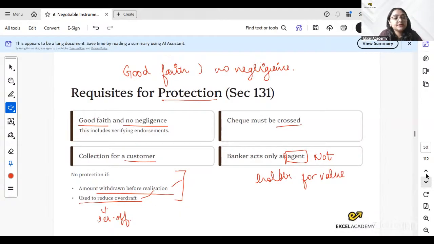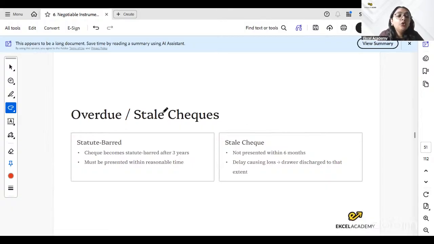All right, next, overdue or stale checks. Now let us understand all of these one by one. Overdue or stale checks, statute bar. A check becomes statute barred after 3 years, that is, you cannot present it. So by default, your stale check is what? One which is not presented within 6 months. Delay causing loss, drawer discharged to that extent.